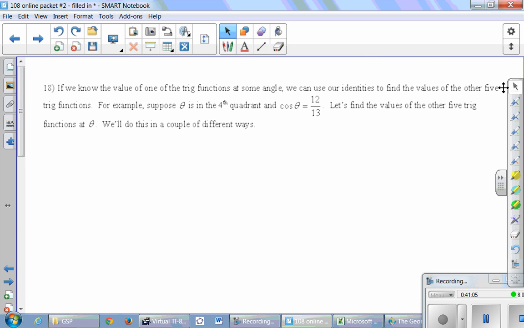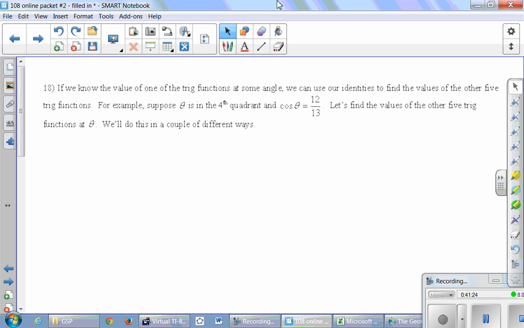Okay, next page, number 18. If we know the value of one of the trig functions at some angle, we can use our identities to find the values of the other 5 trig functions. For example, suppose that theta is in the 4th quadrant and cosine theta is 12/13. Let's find the values of the other 5 trig functions at theta. We'll do this in a couple of different ways.